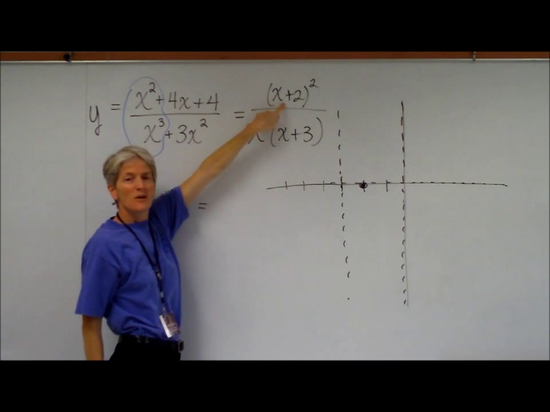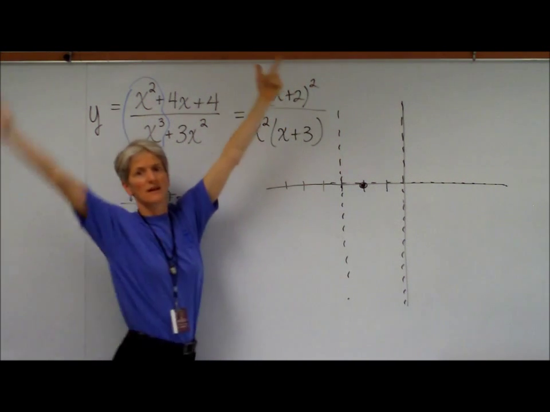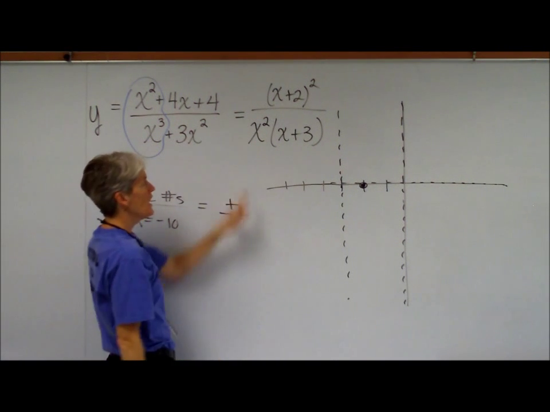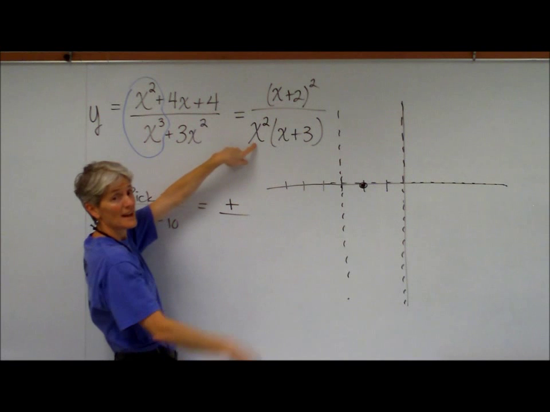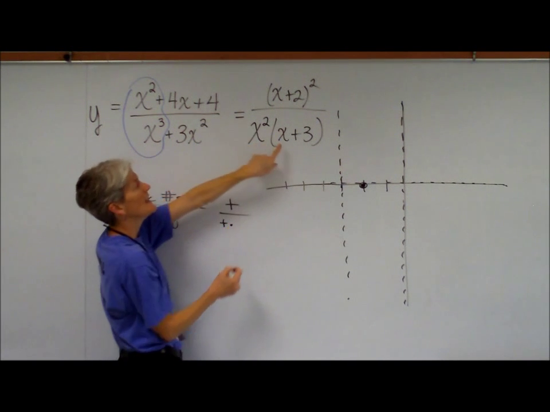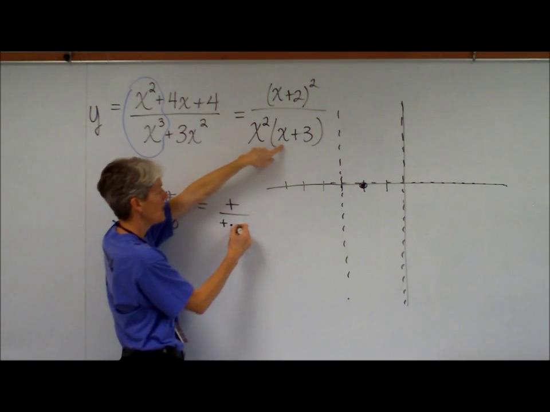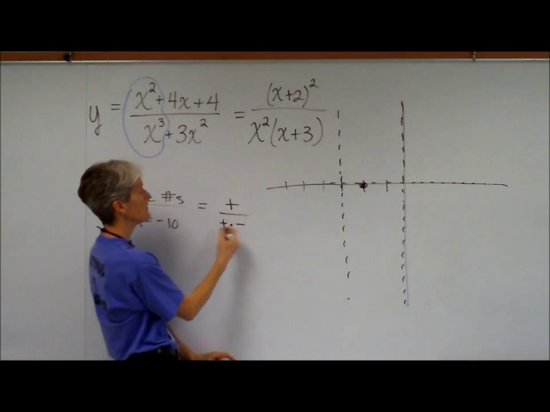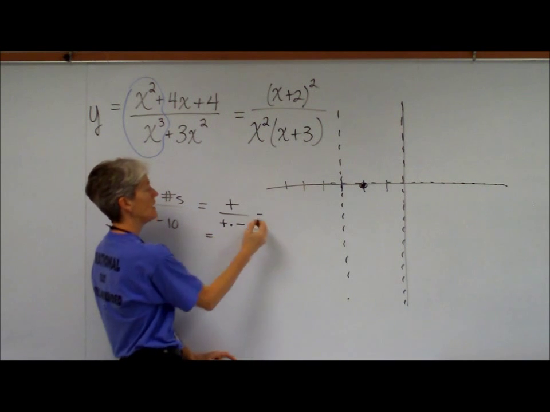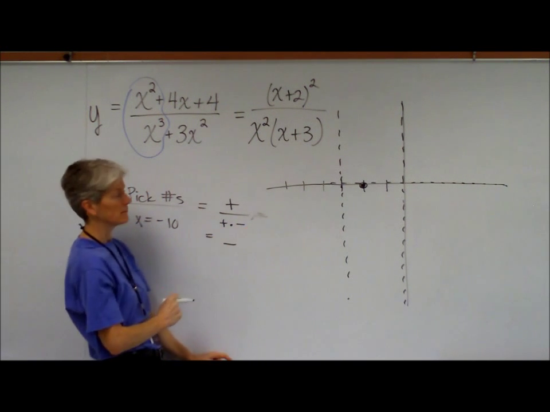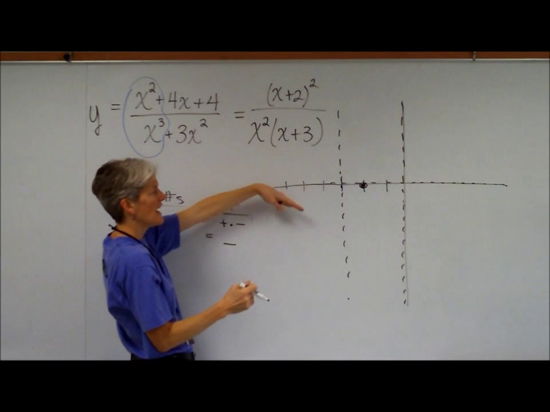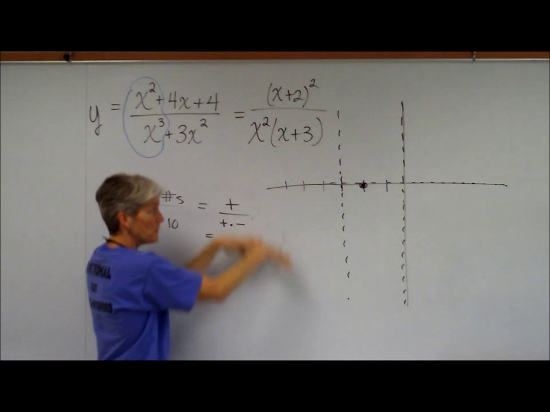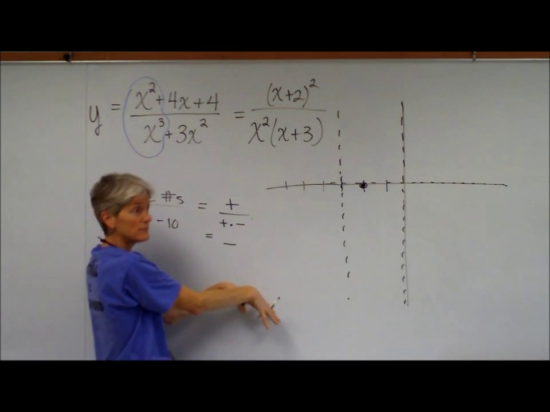And in fact, what's anything squared going to be? Well, that's always going to be positive. Here's another thing squared. -10 squared? Positive. -10 plus 3? Negative. So I have a positive divided by a positive times a negative. I'm pretty sure that's going to give me a negative. So in -10 and on all of the numbers in this region, my y values, my outputs, are down in the negative region.